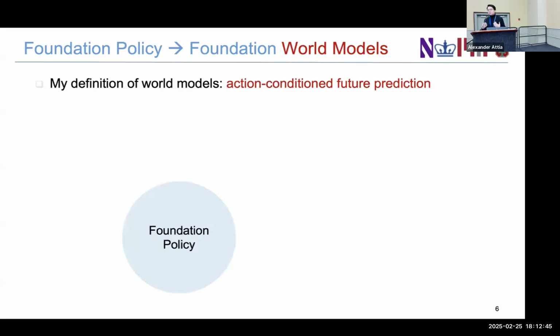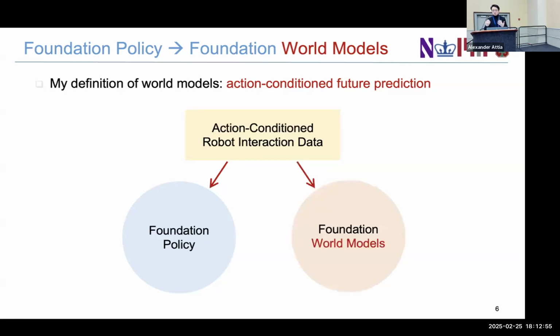And if you're thinking about what it takes to train these so-called foundation robotic policies, it's actually this action-conditioned robot interaction data. But in order to train these foundational world models, what you need is also this action-conditioned robot interaction data. So this comes as a so-called free lunch, where the same data can be used for different purposes. If it is all used just to train a policy, I would argue it's such a waste for all the knowledge and all the information that's embedded inside this type of data.